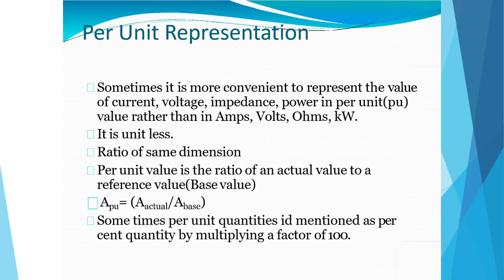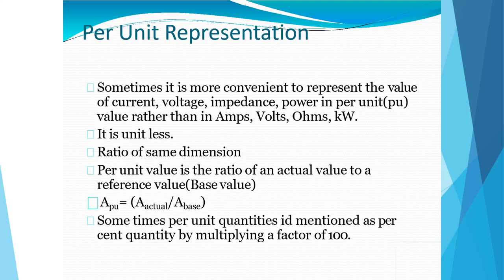Let us see per unit representation. So sometimes it is more convenient to represent the value of current, voltage, impedance, power in per unit. Okay, rather than in amperes, volts, ohms and kilowatt. So this will be helpful more for three-phase systems.